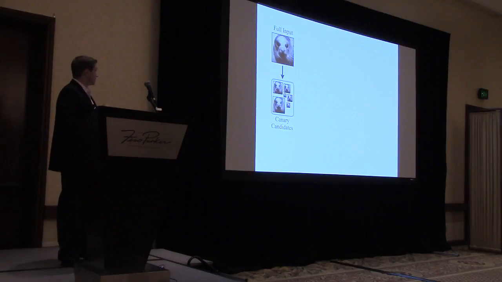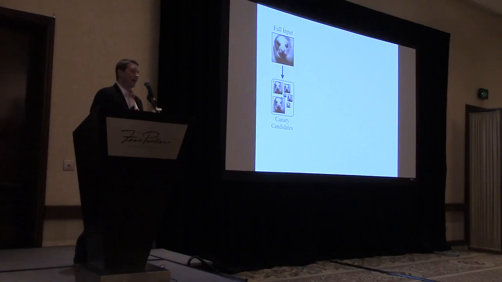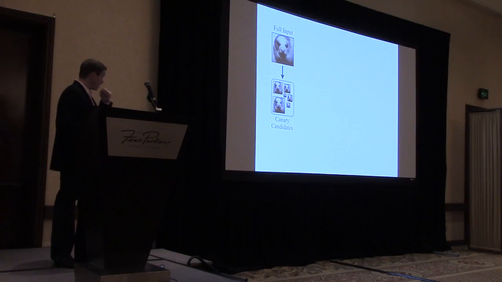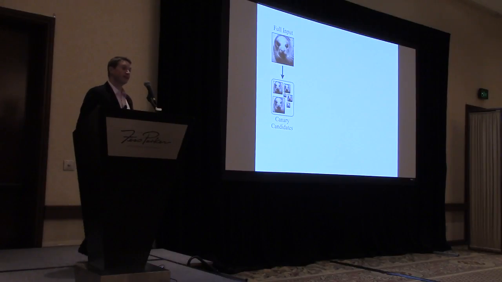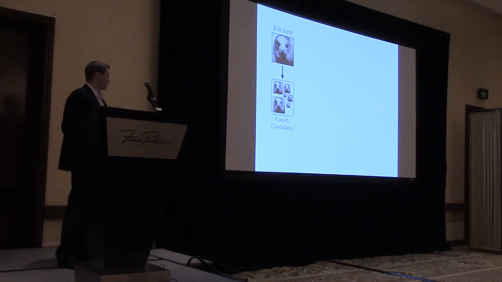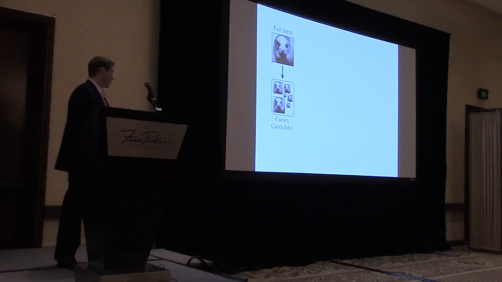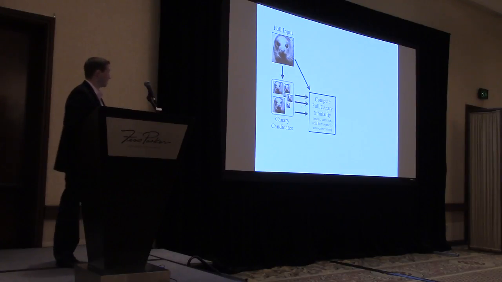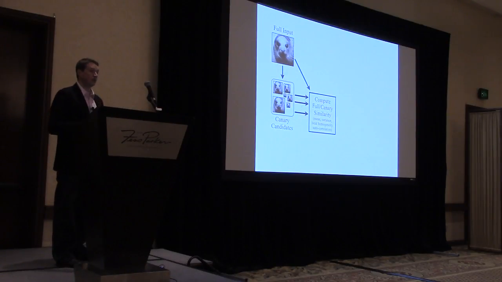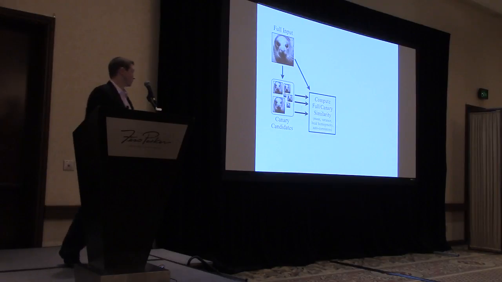So we start with this full input, and we create what we call a batch of canary candidates. These are regularly strided subsets of the full input. In the case of images, we can think of these as smaller versions of the input image. We take all these canary candidates and we compute the similarity between each of the canaries and the full input.